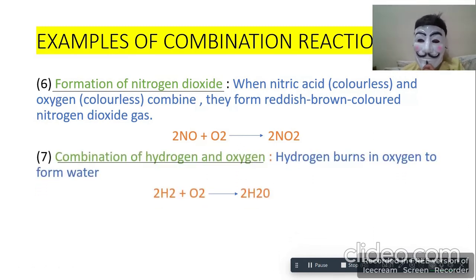Combination of hydrogen and oxygen, it was water. Hydrogen burns in oxygen to form water, so it would be 2H2 plus O2 gives 2H2O. It's balanced actually, the chemical equation over here. So let's go ahead.